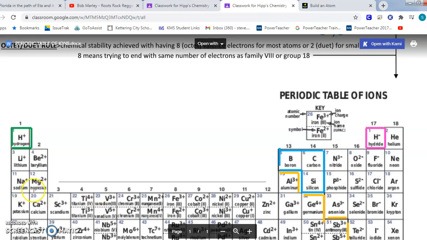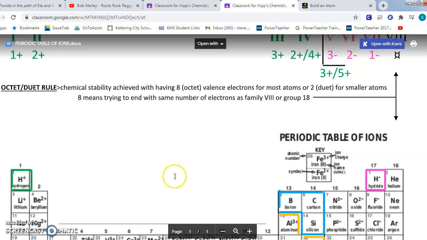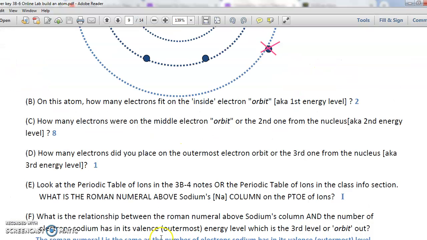Here's sodium. The periodic table of ions says that sodium wants to become 1 plus when it reacts chemically. But it wants us to look at the Roman numeral above sodium's column. So I go up, up, up. It's a Roman numeral 1, and there's a 1 plus written underneath there. What does that mean? Well, we had 1 electron on the 3rd level, and it's Roman numeral 1.